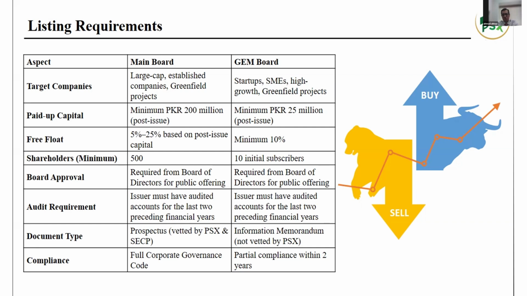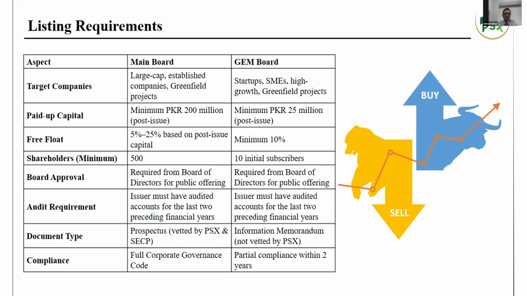And there is an audit requirement because you'll be soliciting funds from the public. So yes, you have to have audited accounts for the last 2 years for both the boards. And document type means which document goes to whom. There's a huge difference between the GEM board and the main board, because the main board is open for the public. All investors can participate. Whereas for the GEM board, only accredited investors or high net worth individuals are allowed to participate.